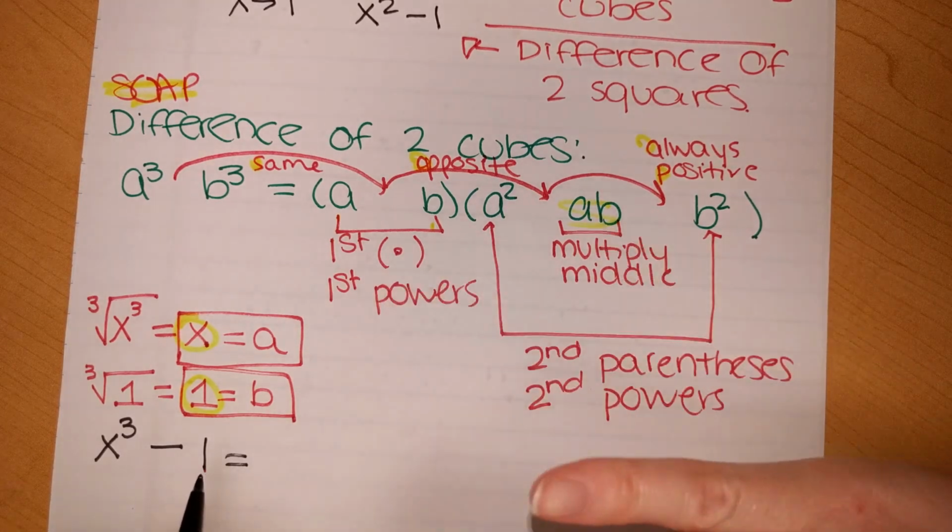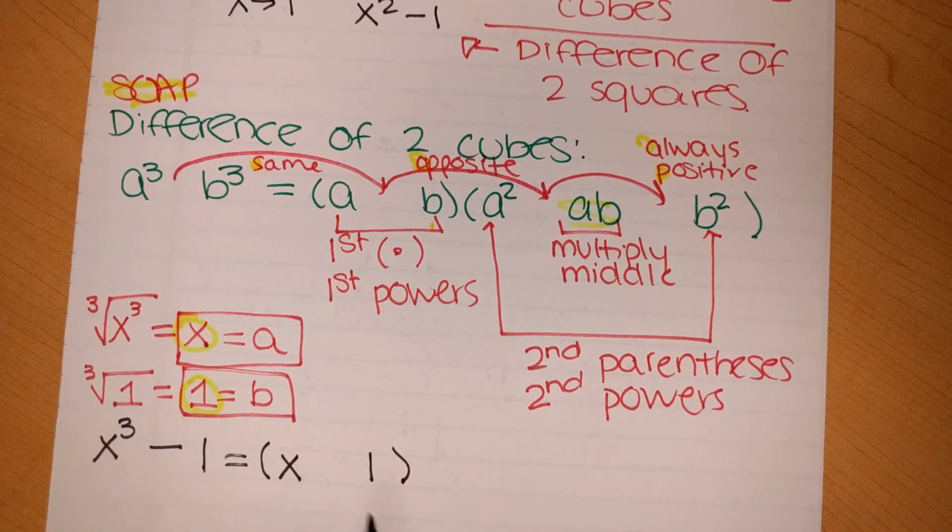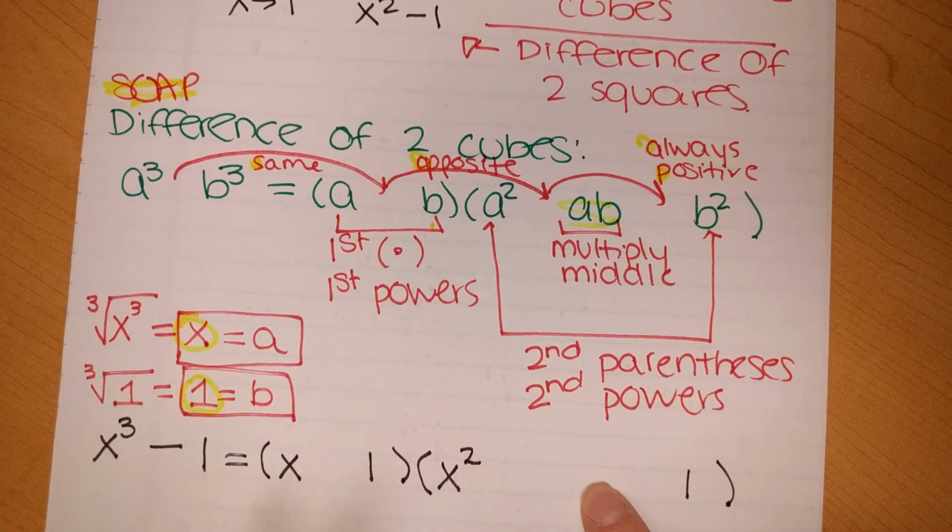So once we have the x and the 1, then we can plug that in to this formula. I don't really remember this formula. What I do is I say first powers in the first parentheses. So x to the first, 1 to the first. Then I say in the second set of parentheses, I'm going to square them. So it's going to be x squared and 1 squared, which would just be 1. And then in the middle, I multiply the two together. So x times 1 just gives us x.